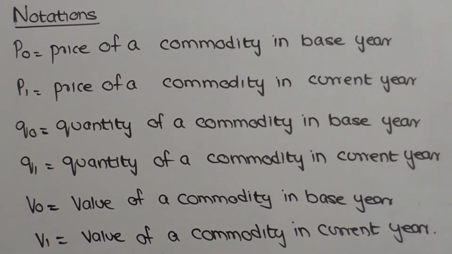Notations. P0 is the price of a commodity in the base year. P1 is the price of a commodity in the current year. Q0 is the quantity of a commodity in the base year. Q1 is the quantity of a commodity in the current year. V0 is the value of a commodity in the base year. V1 is the value of a commodity in the current year.